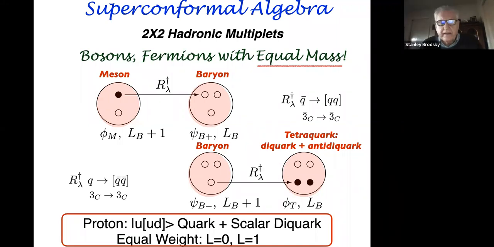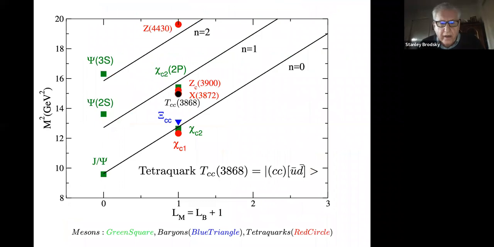Now, one example of a tetraquark is this T sub C 38668. This is really a CC U-bar D-bar system. So this is predicted by this 4-plet system I talked about. So I'll come back to this. This is just sort of an introduction.